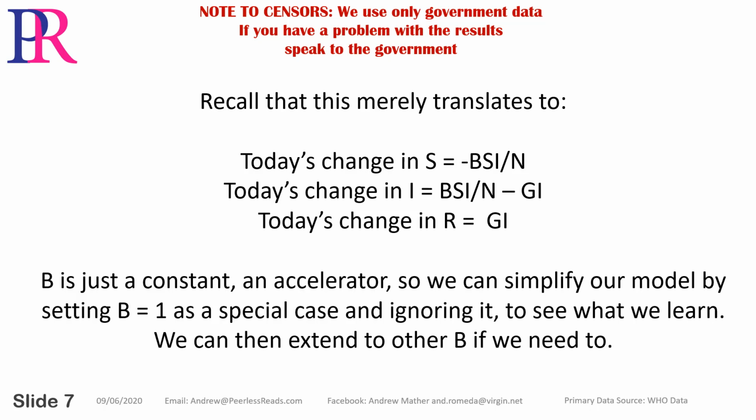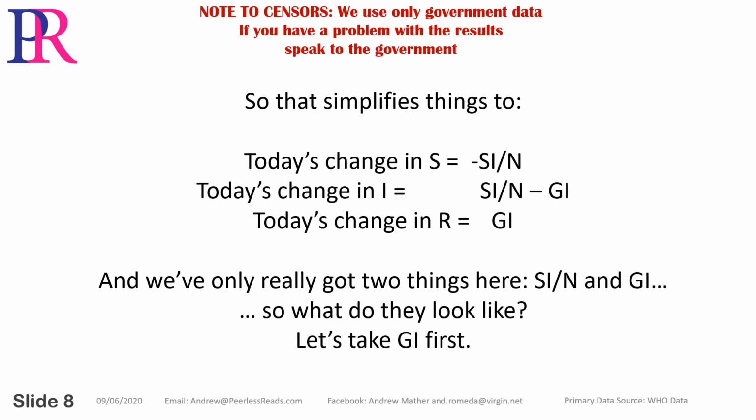b is just a constant, an accelerator, so we can simplify our model by setting b equals 1 as a special case and ignoring it. To see what we learn, we can then extend to other b if we need to. So that simplifies things to today's change in S equals minus SI over N, today's change in I equals SI over N minus gI, and today's change in R equals gI. And we've only really got two things here, SI over N and gI. So what do they look like?